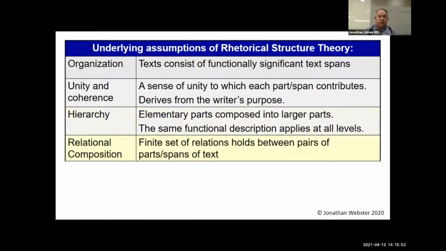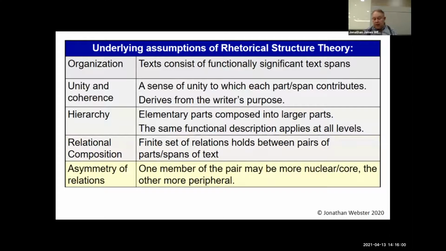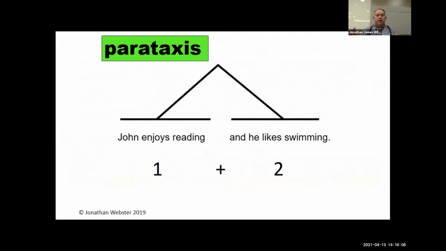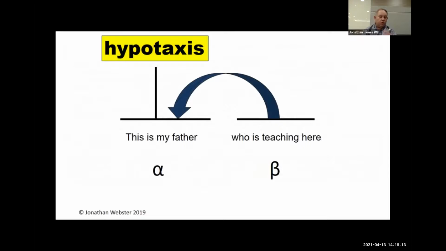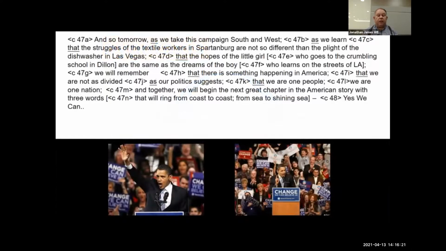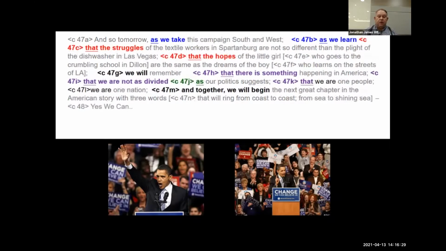It's hierarchical. And then there are the relations that occur between the parts in a text. These can be asymmetrical. Some are more core, some are more peripheral. The idea of parataxis, hypotaxis, which we've explained and looked at, but an awareness of how that develops within the text. The example that I gave you is in looking at Obama's text, this speech that he gave and how he concluded that speech.